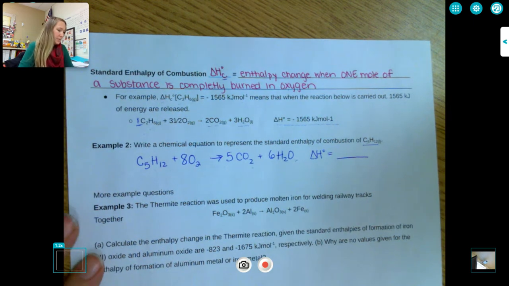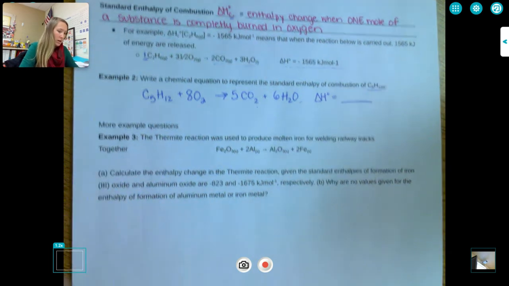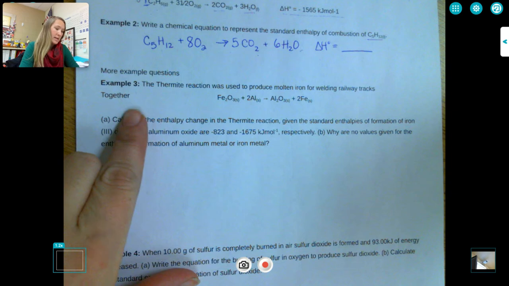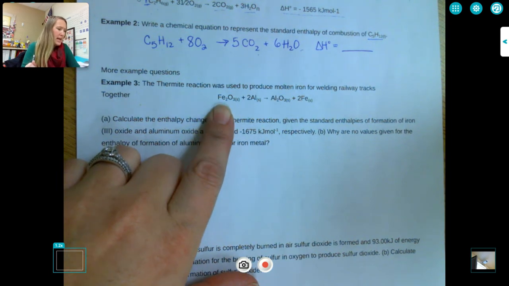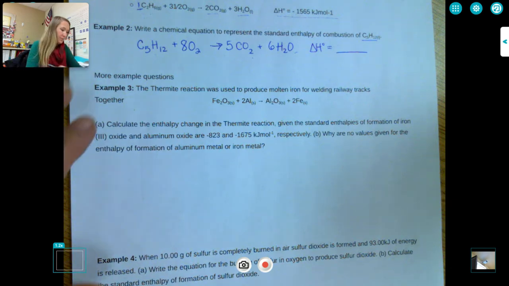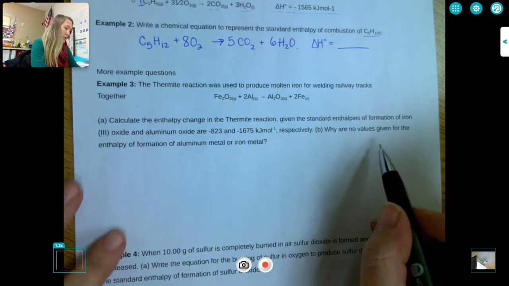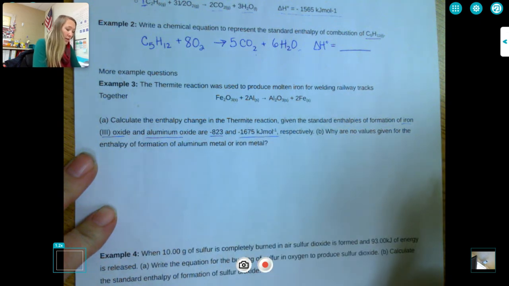Well, what if I wanted to do some calculations? If I was given something that wasn't just formation or combustion, but a regular equation where I'm reacting things together. Let's take a look. So in example 3, the thermite reaction was used to produce molten iron for welding railway tracks together. So back in the day, they would react aluminum with iron 3 oxide, and it would produce so much heat energy that it would melt the iron and it would weld the iron together. So it's a really, really, really exothermic reaction. So we want to calculate the enthalpy change in the thermite reaction given the standard enthalpies of formation of iron 3 oxide and aluminum oxide are negative 823 and negative 1,675 kilojoules per mole respectively.